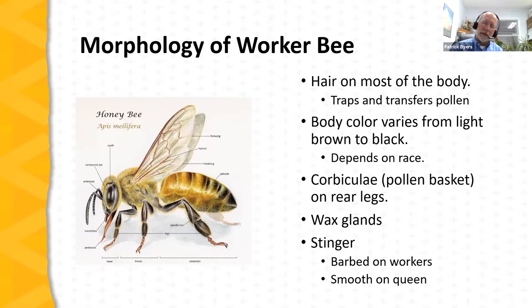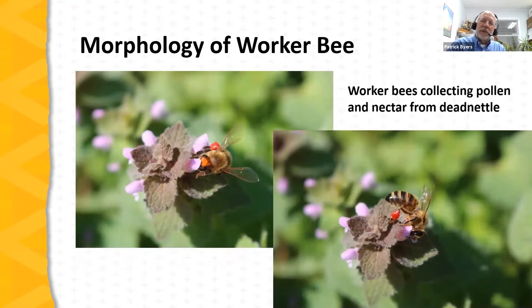Here's a couple of interesting pictures. If we look at the picture on the left, we can see a worker bee foraging on dead nettle. Dead nettle is an early season, cool season weed, but it blooms early and it's an important pollen source for honeybees early in the season. And you notice that orange spot on the forehead of the honeybee.